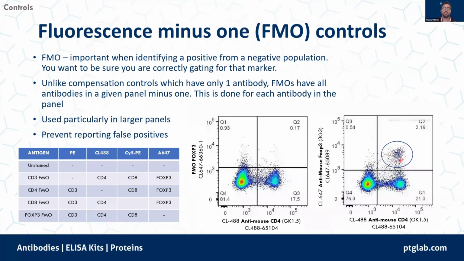And it's particularly important if you're going to have rare events, because the rarer an event, the harder it is to work out if it's a true positive or potentially false positive signal. So FMOs are incredibly important, particularly for multiplex panels as well.